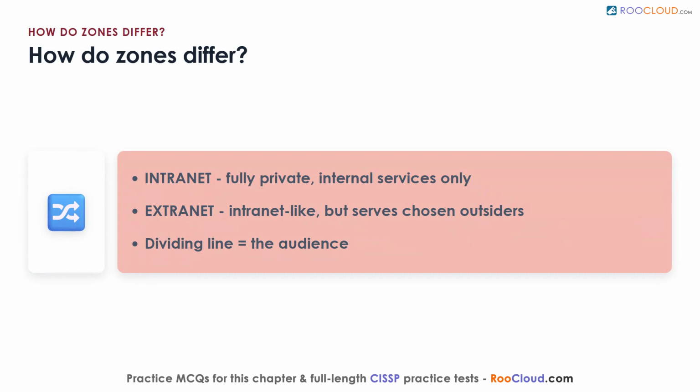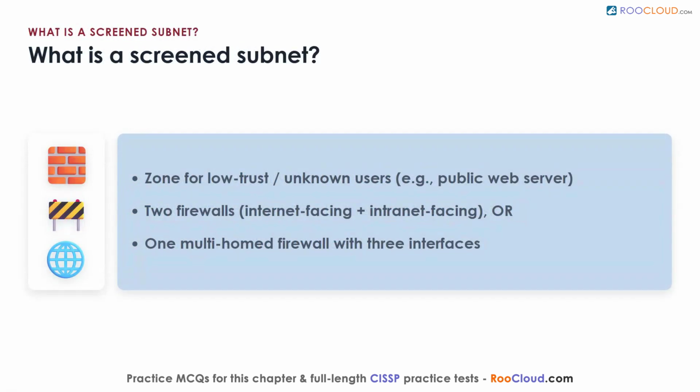How do private network zones differ from one another? Chiefly by who is allowed in. An intranet is a fully private network that hosts internal services like web pages, email, and file access for your own people only. An extranet is a carved-out section that behaves like an intranet internally, but also serves specific outsiders. Think chosen partners, suppliers, or a remote sales force. The dividing line is the audience. One is strictly internal, the other deliberately opens a controlled slice to trusted external parties. Picture an office building where most floors are staff only, but one conference floor is set aside for visiting business partners.